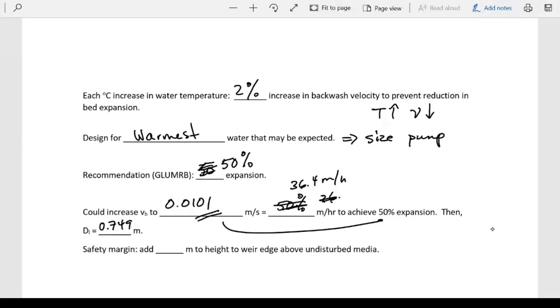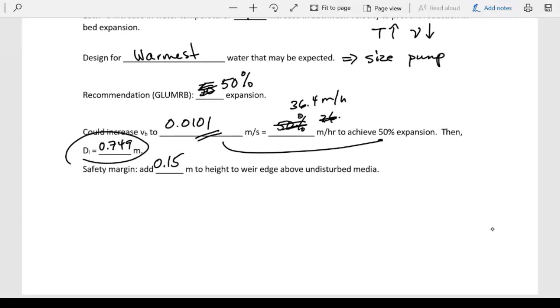Typically what you will do is add 0.15 meters height to the weir edge above the undisturbed media. So you're providing an additional depth. Once you calculate the depth of your expanded bed, we're going to add 0.15 meters to try and ensure that we don't wash out the sand.